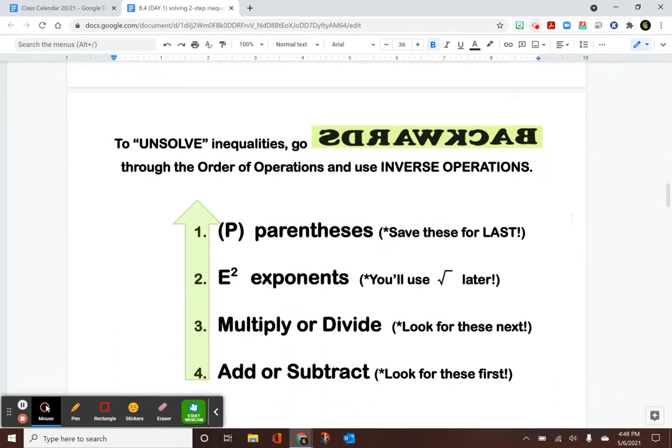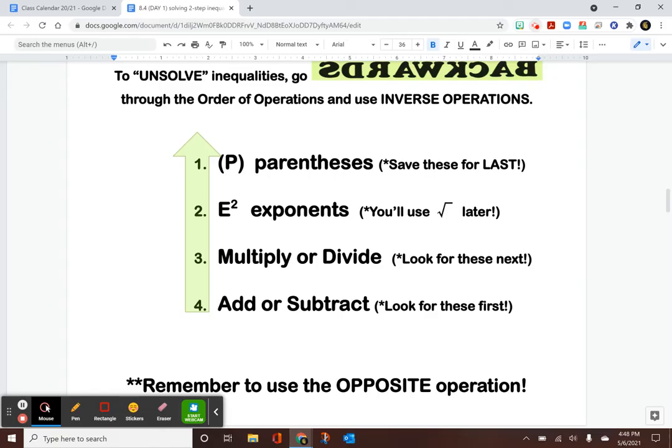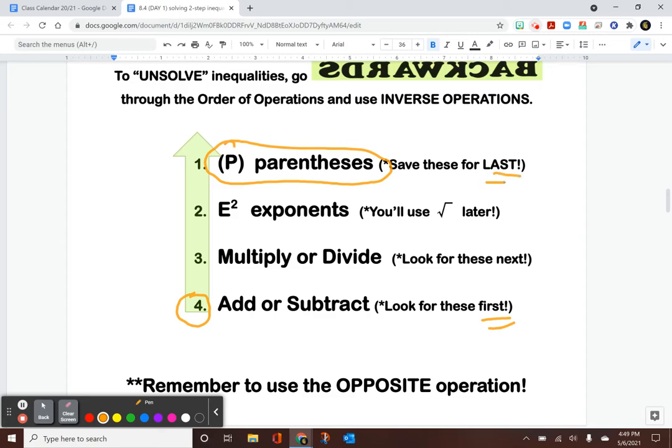Well, just like when we were working with equations and equal signs, we're going to go backwards through our order of operations. So start at the bottom. We want to undo any addition or subtraction first, unless they're in parentheses. And if that's the situation, you're going to save these for last. Then you're going to multiply or divide next. Remember to use the opposite and do it to both sides of the inequality.